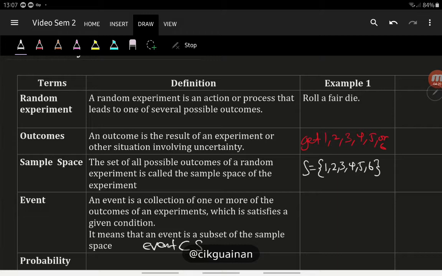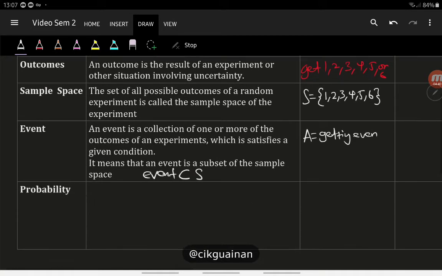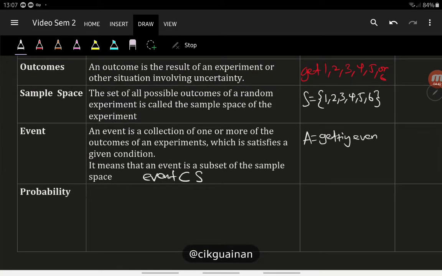Usually we, or the textbook, denote an event with a letter. For example, A means getting an even number. And then next, the last one is probability.